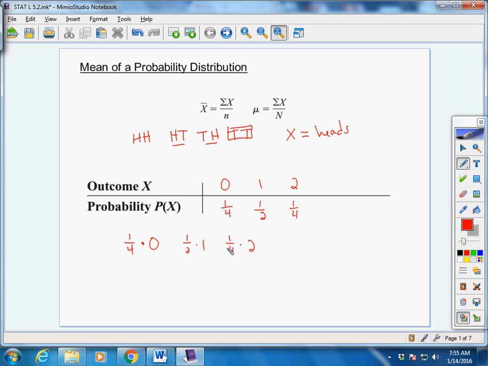And what actually happens here is this is how we figure out the mean of a probability distribution. This becomes 0, this is half, and this is half. What does this one mean? Well, it means that the average, the mean, is going to be 1 head when you flip 2 coins.